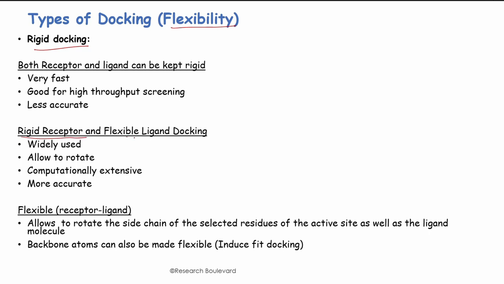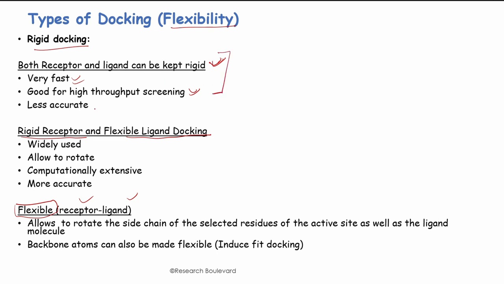Flexible ligand docking, or if you are keeping both the receptor and the ligand rigid, then you call it rigid docking. Nowadays we are not using this much. It is very fast and very good for high throughput screening. When you have a large database of ligands, you can use this type of docking, but it is much less accurate.